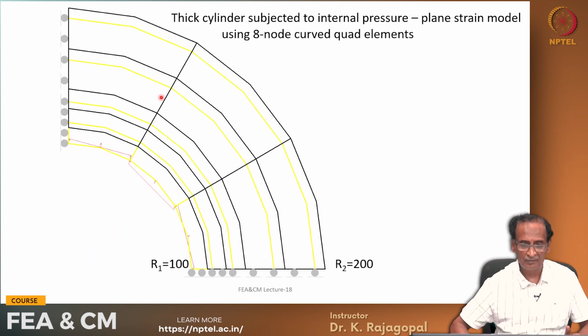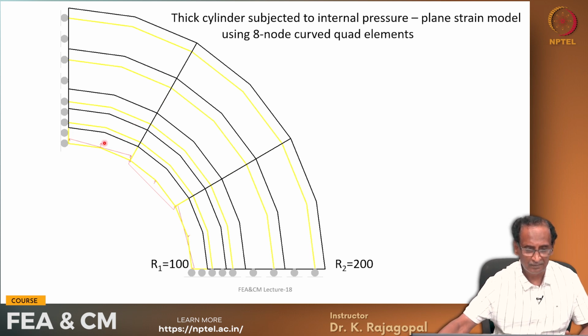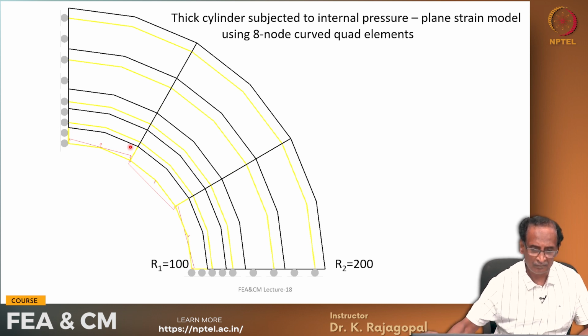So, this is your deformed mesh, the black one is the original mesh, and the yellow one is the deformed mesh. Just ignore that, because this program cannot draw curved surfaces. It is just drawn with straight lines like this, but it is a curved surface. It also cannot plot the pressure loading correctly.